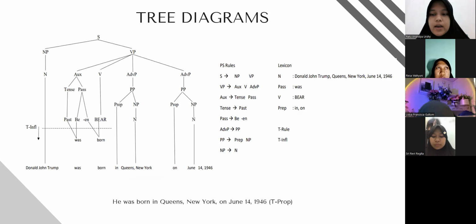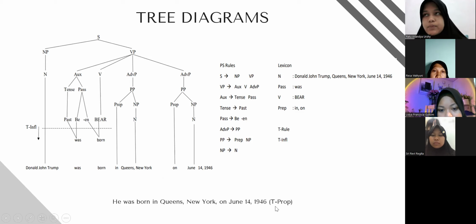The first sentence that we have analyzed with tree diagrams is: Donald John Trump was born in Queens, New York on June 14, 1946. This is the phrase structure rules, lexicon, and there is an inflectional transformation. And the sentence below, He was born in Queens, New York on June 14, 1946, is a personal pronoun transformation that could be done to this sentence. So he refers to Donald John Trump.